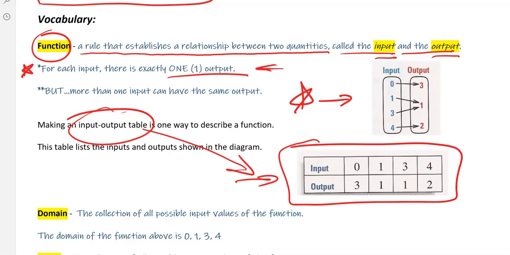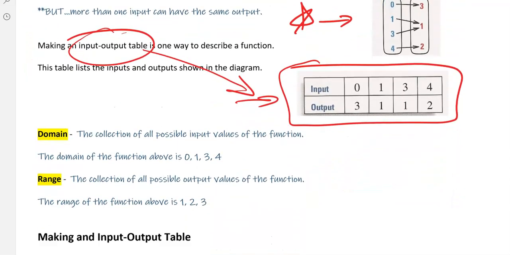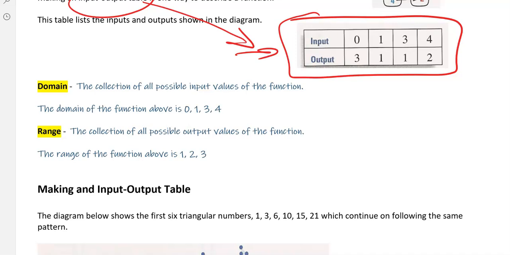Okay? Another important definition is the domain. The domain is the collection of all the possible input values of the function, all the input values. So the domain of this function that's up above is 0, 1, 3, and 4. How do we know that? Because here are our inputs, 0, 1, 3, and 4. Those are the inputs, so that's the domain, a list of all the possible inputs.